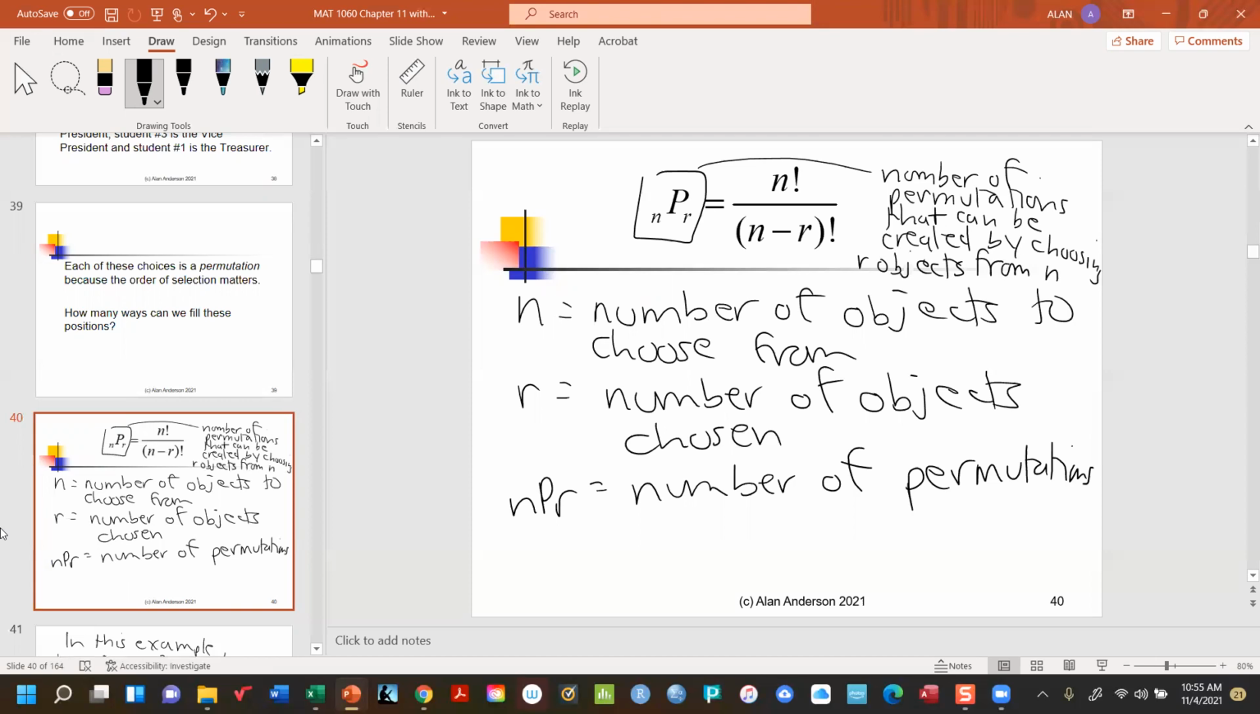Okay, so in other words, it's assumed here that we're choosing r objects from a larger collection of n. So nPr is the number of permutations. And you can see here's our old friend factorial: n factorial over (n minus r) factorial. So really it isn't that much more complicated than what we were doing before.